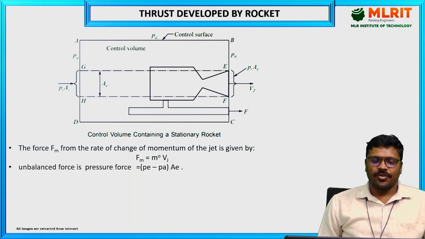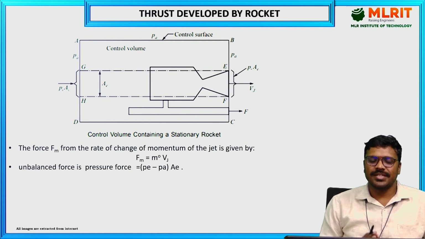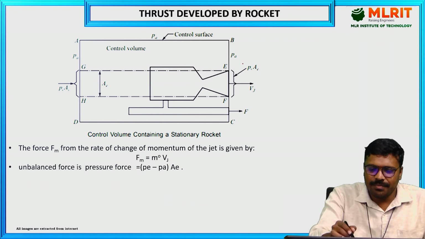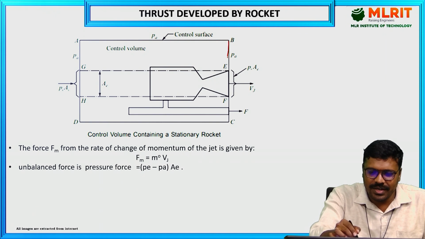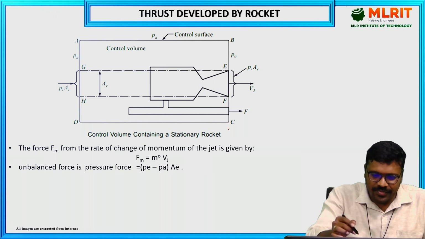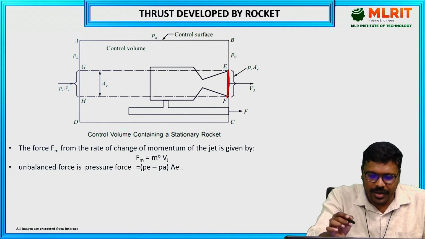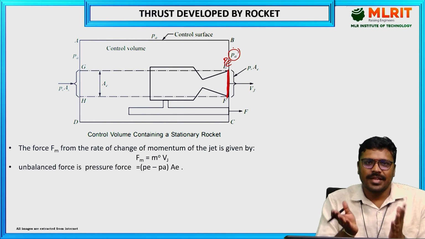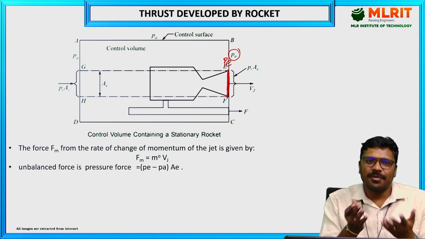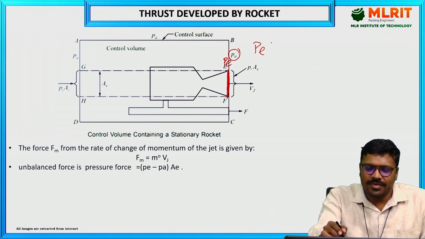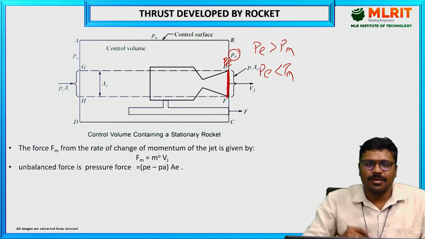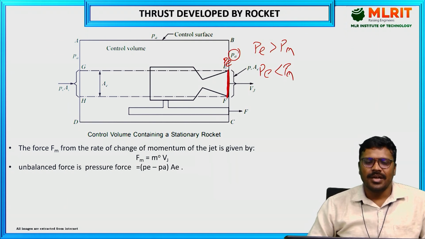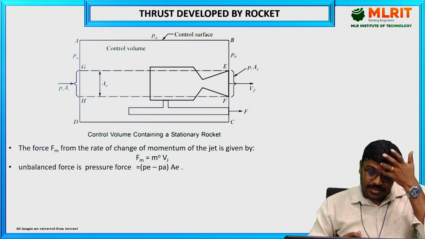Next, the unbalanced force. There will be some unbalanced force at the nozzle exit due to the pressure difference. See here, if I consider this control volume, the pressure at the exit is Pe and the ambient pressure is Pa. Both pressures sometimes can be equal, sometimes they may not be equal. Sometimes the exit pressure Pe will be greater than the ambient pressure, sometimes it will be less, based upon the expansion of the gases in the nozzle. We have already gone through this in the nozzles.